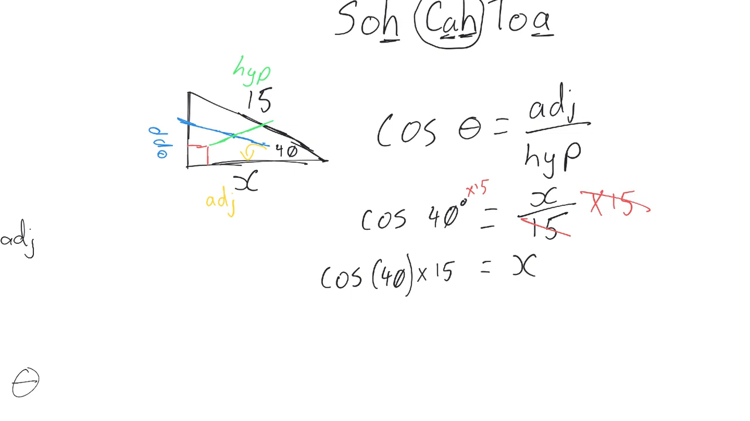Now, when we put this into our calculator, cosine 40, close brackets, times 15 will equal 11.49, and so on. Remember, we are rounding to 2 decimal places, and that's how we use our cosine rule, or that's how we use cosine theta to find the unknown side.